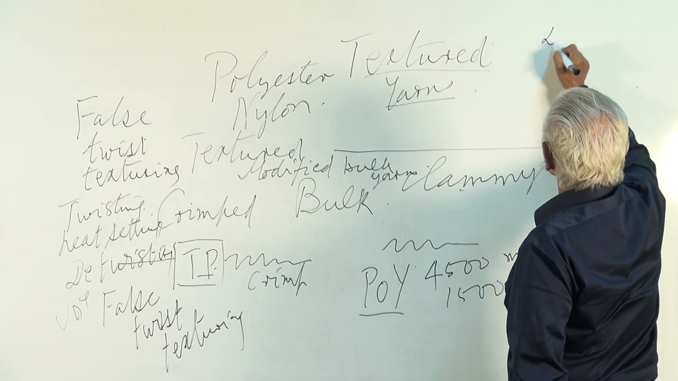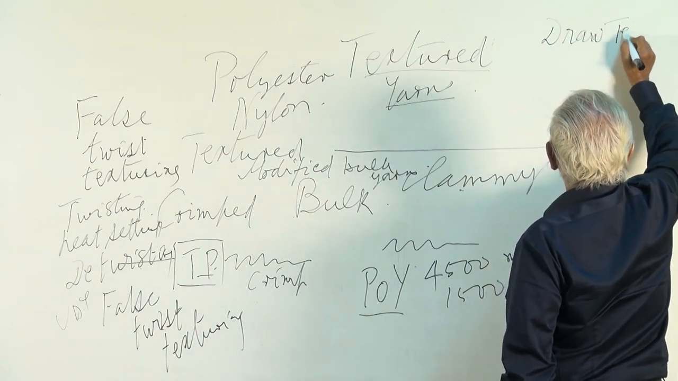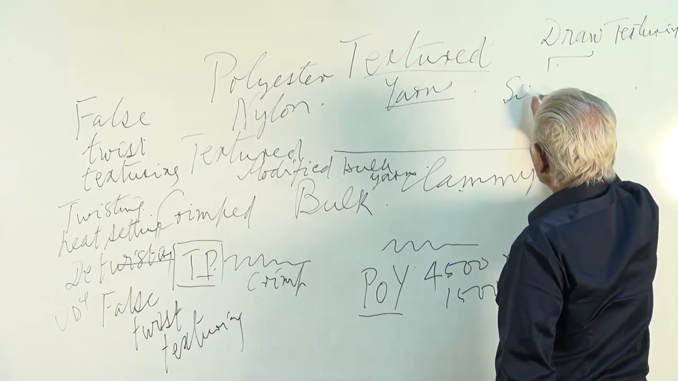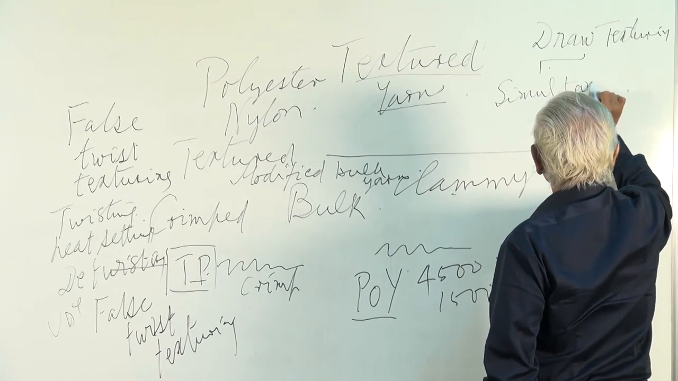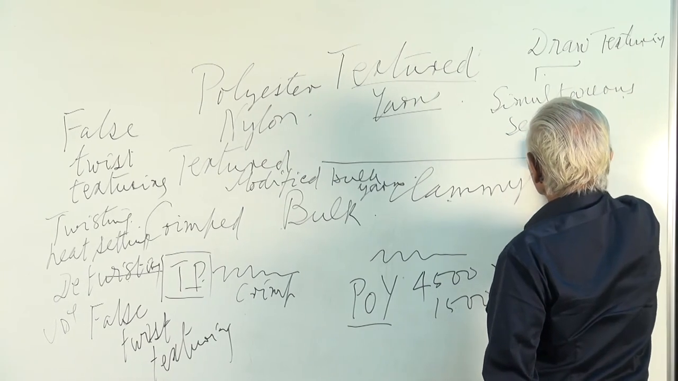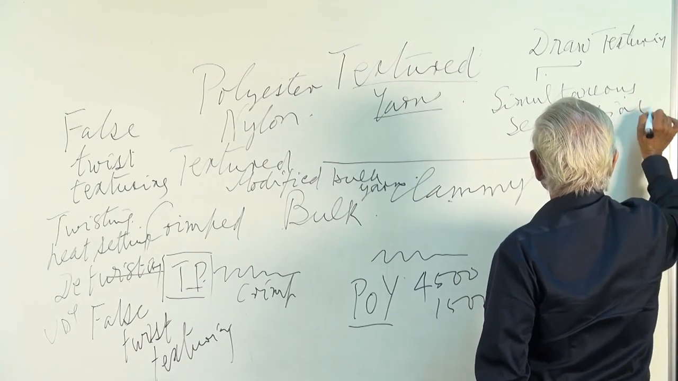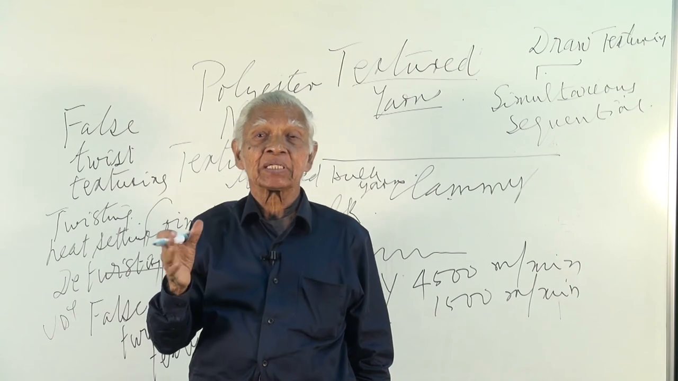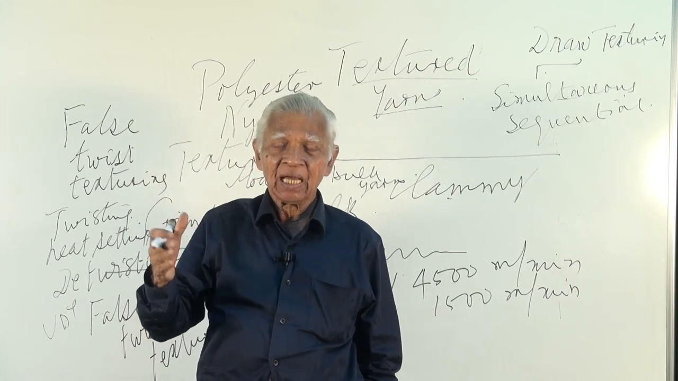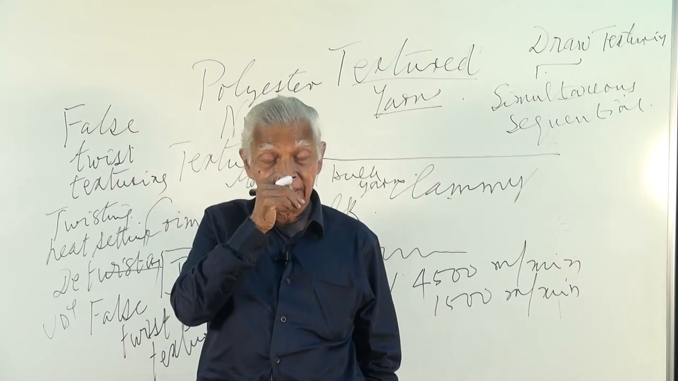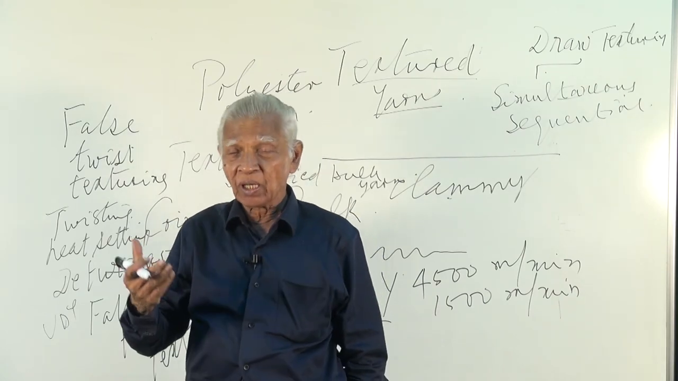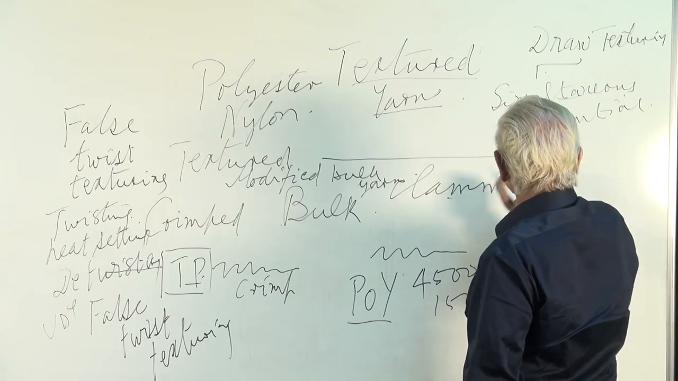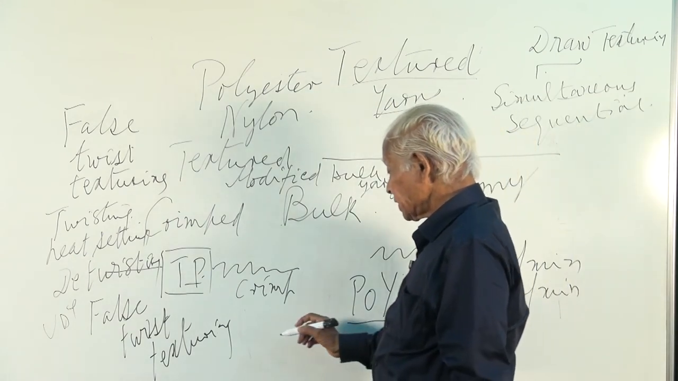There are two types of draw texturing. One is simultaneous draw texturing and the other is sequential draw texturing. In simultaneous, all the operations like twisting, then heat setting and detwisting are all combined together, whereas in sequential, again it is done separately. But it is the simultaneous draw texturing process which has become more important and which is in existence today. So, the PO yarns are fed to this draw texturing machine and we get a textured yarn.